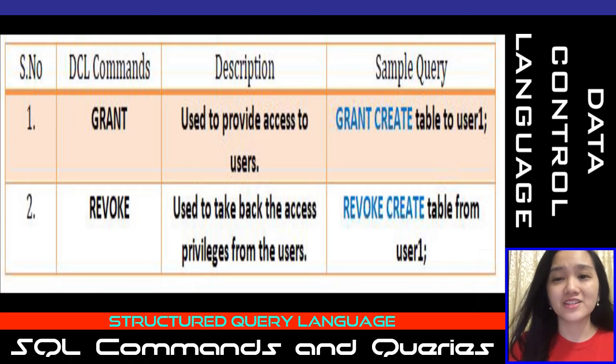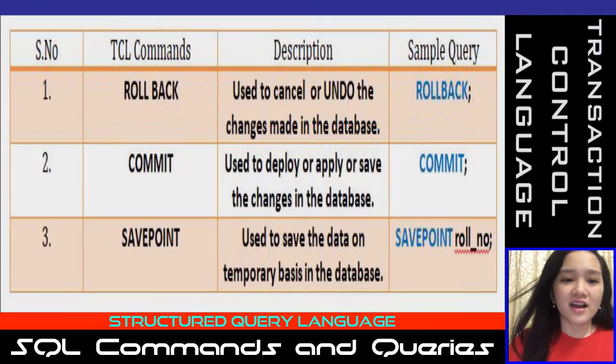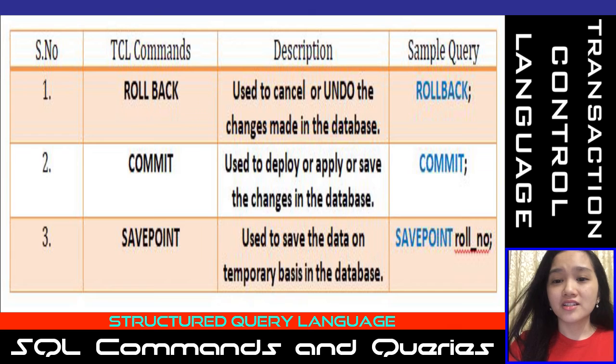As for Transaction Control Language, these commands are used to manage transactions in the database. These are used to manage the changes to the data in the table made by DML statements. Rollback is used to cancel or undo the changes made in the database. Commit is used to deploy, apply, or save the changes in the database, while savepoint is used to save the data on a temporary basis in the database.